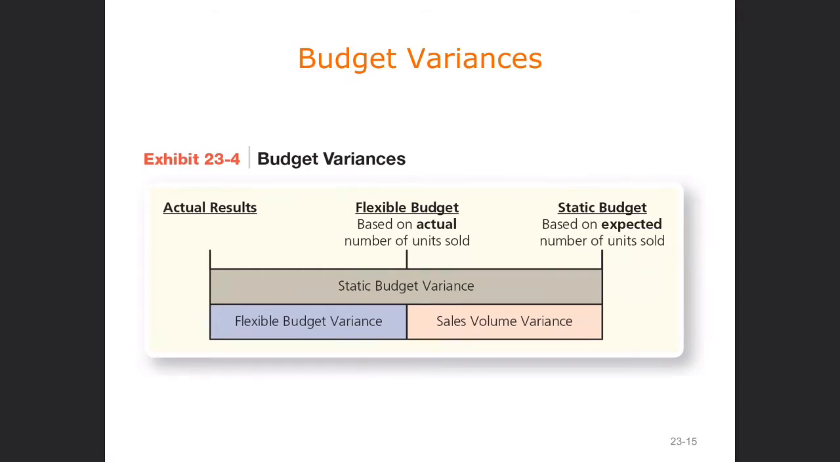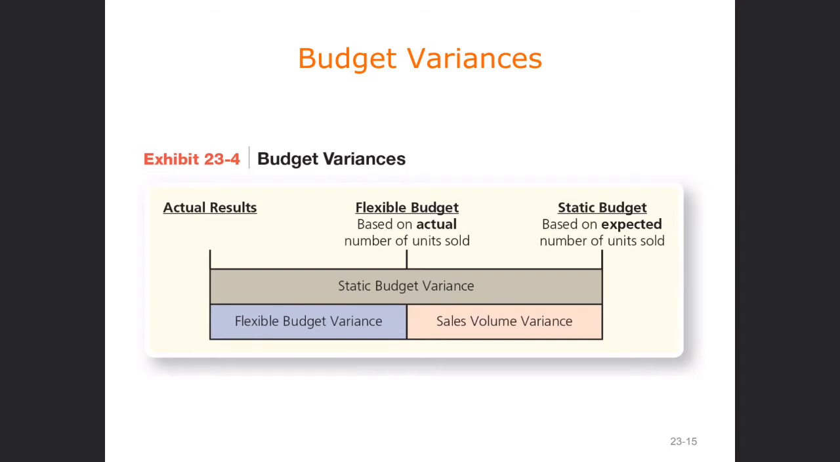So here we have budget variances: your static budget variance, your actual results, the flexible budget, and the static budget. The flexible budget is based on the actual number of units sold. The static budget is based on the expected number of units sold.